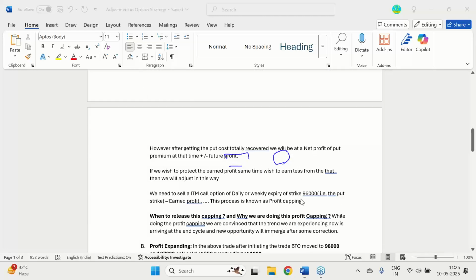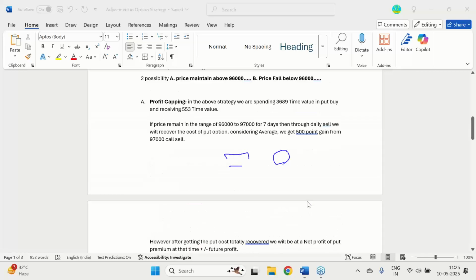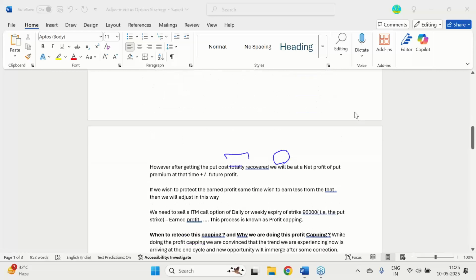So what we will be doing? We will be selling ITM call options of daily expiry, preferably less than the strike of 96,000. You can say 96,000 also. So now it is 96 above. The future is 96 above. After 7 days, whatever profit we have earned, 3,500 points, which is 100% recovery of our put option's value. But the put option has some value, and the future is still at 96,000 to 97,000. In this zone the future is trading, and the profit we are going to cap.